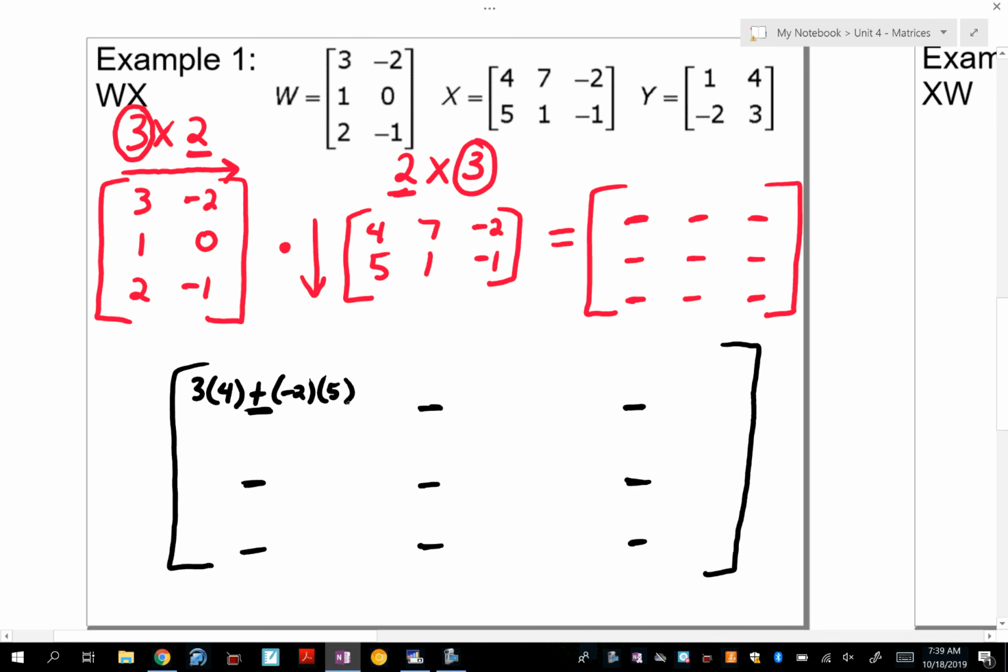Now look where I'm moving in my answer matrix. I'm moving to the next column, but I'm staying in what? The same row. So I'm still going to use this same row in the first one, but I'm moving to the second column of the second matrix. So I'm going to multiply 3 times 7 plus, follow your arrows, negative 2 times 1.